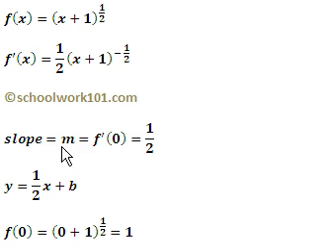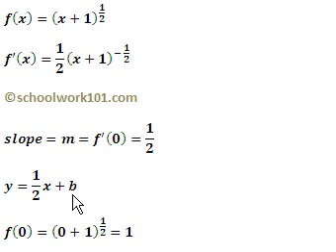Okay, so we said that the slope was equal to m, and we were looking at x equals 0, so I plug 0 into the derivative here, and we end up getting 1/2. Right, so 0 plus 1 is 1, and 1 raised to negative 1/2 is just 1, and so you're just left with 1 times 1/2, which is 1/2. And so here it is, we found m, so now I'm rewriting y is equal to a half x plus b. Now we want to find b.